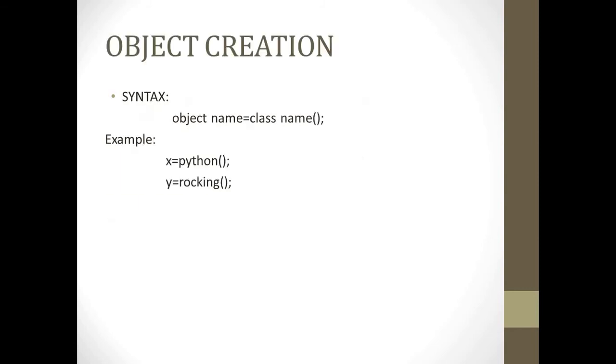Next, object creation. What does object creation mean? The syntax: object name is equal to class name. Before talking about this in Python, in Java we write the class name, space, object name equal to the class name as a constructor. Here there is no need to give the class name first, just object name is equal to class name, that is a constructor. For example, x is my object name and it is equal to Python, my class name, and y is my object name and Rocking is my class name.